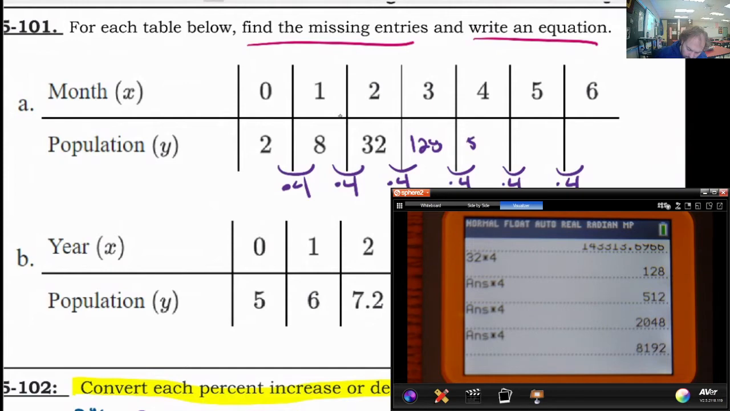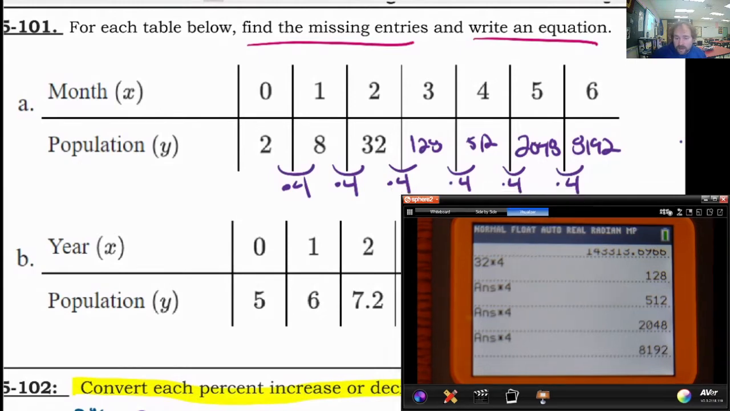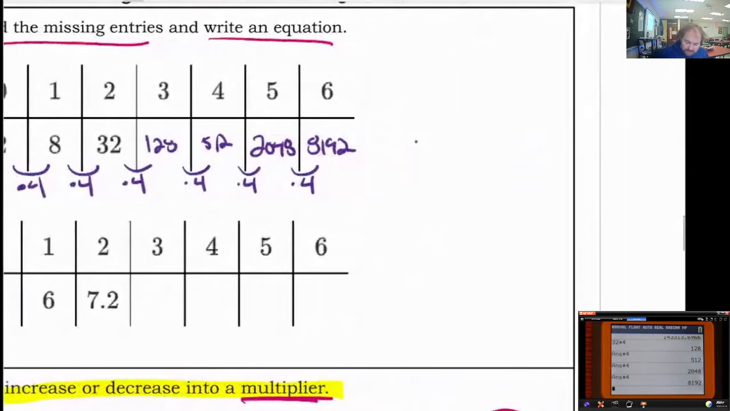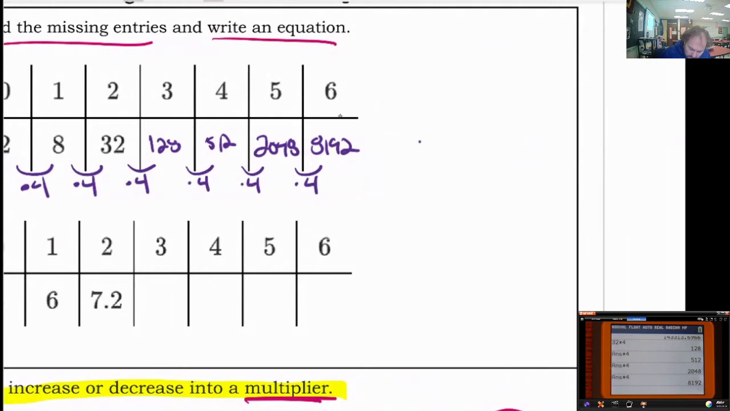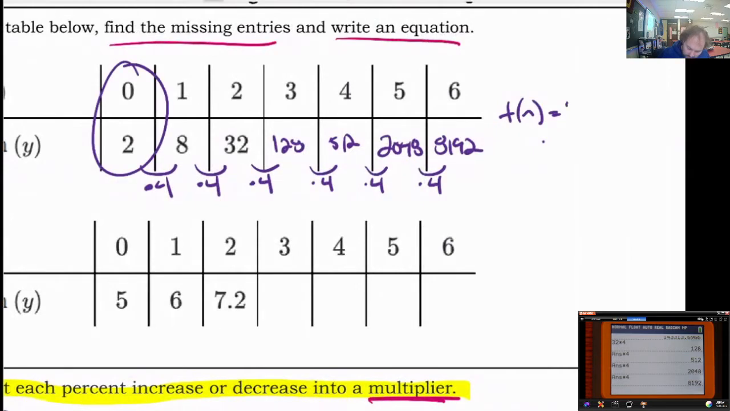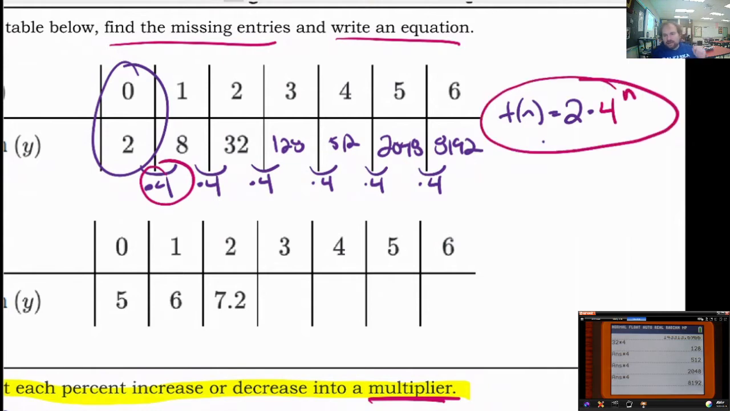128, 512, 2048, and 8192. Things get real big real quick here with this table. Now, as far as the pattern goes, though, the equation is going to be really easy to write if you've been paying attention. The next term in the sequence will be the original 0 term, which was 2 in this case, times the constant multiplier of 4, all to the nth power. So what we're doing is taking 2 and multiplying it by 4 some number of times.